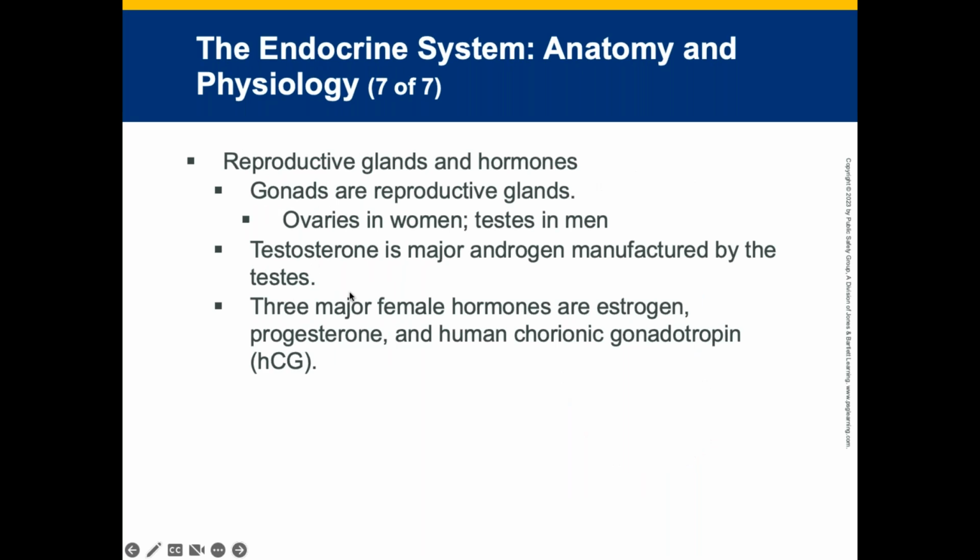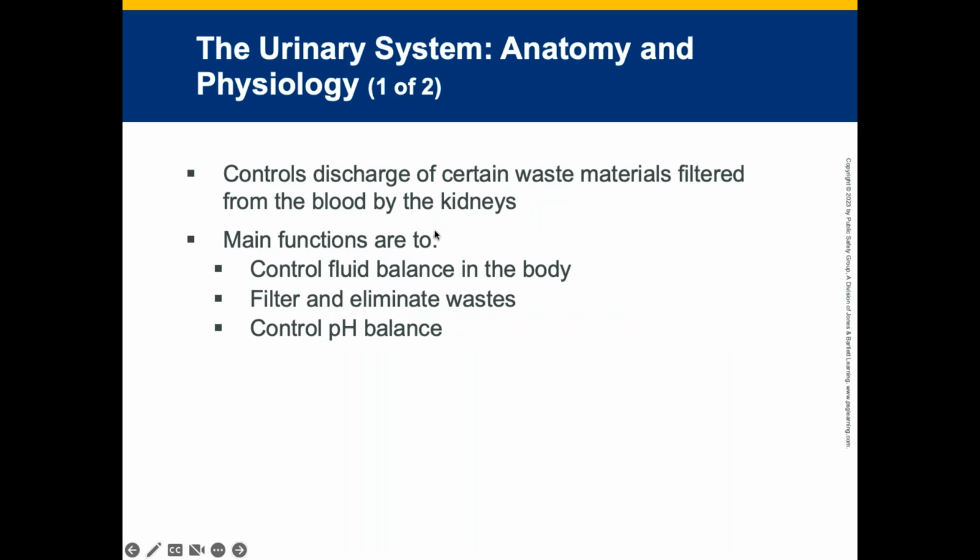As far as reproductive glands and hormones, the gonads are reproductive glands: ovaries in women, testes in men. Testosterone is a major androgen manufactured by the testes, and the major female hormones are estrogen, progesterone, and human chorionic gonadotropin, or HCG, as well. All right.